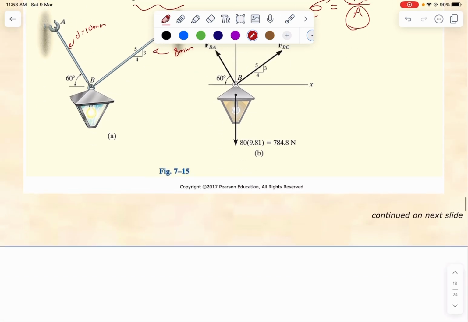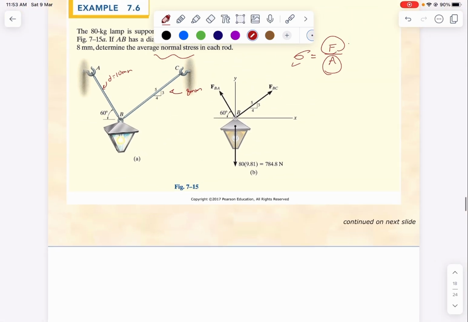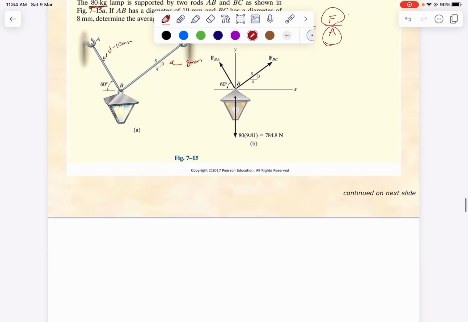Okay. Now let's start by drawing a free body diagram. First of all, the 80 kilogram, we must convert it into force, which is 80 times 9.81. I multiplied it by the acceleration due to gravity in order to find its weight, because we are given the mass. So this will be 784.8 newtons. Kilogram is like mass times acceleration. You remember this.